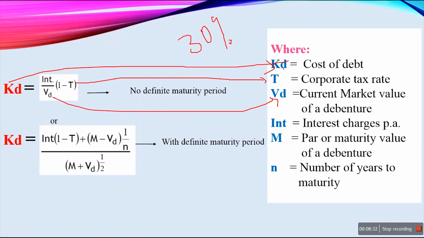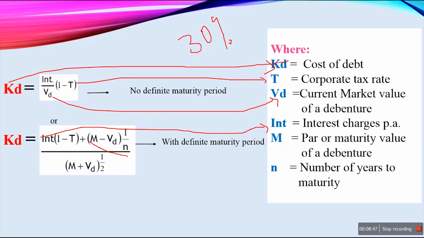Then interest, we have already mentioned, the interest here represents the interest on that debenture. For example, if it is a 10% debenture and maybe the debenture value is 100,000, then the interest there will be 10% of 100,000, which is 10,000 shillings.